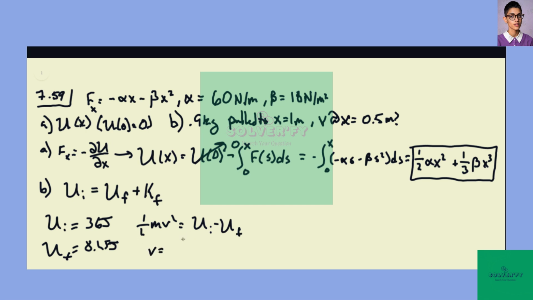So v is equal to the square root of 2 times this difference divided by the mass. And so this is 7.85 meters per second.